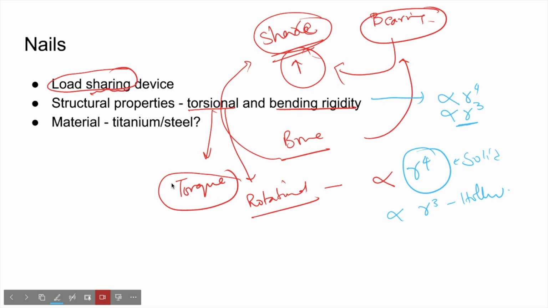Next, coming to the material of the nails, it can be either titanium or steel. Most of these are stainless steel, medical grade stainless steel. Very few of the nails are made of titanium, like the Ender's nail and similar nails; condylocephalic nails can be made of titanium, but most of the nails are made of a variety of stainless steel.